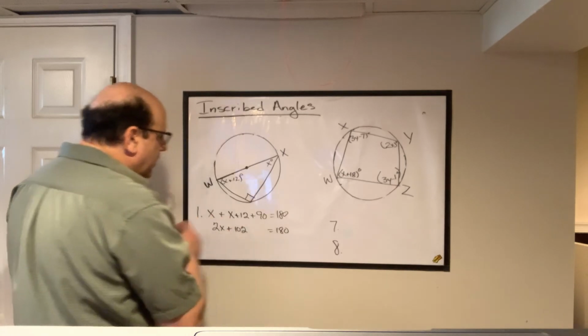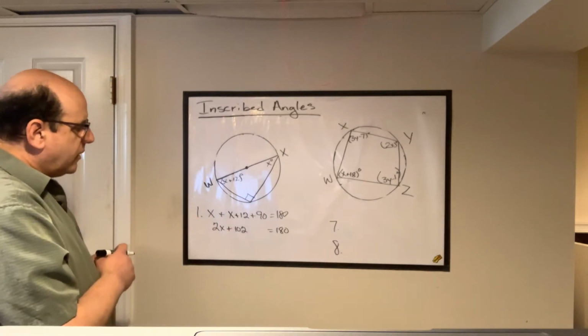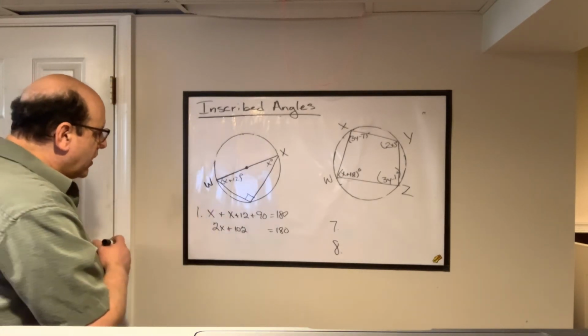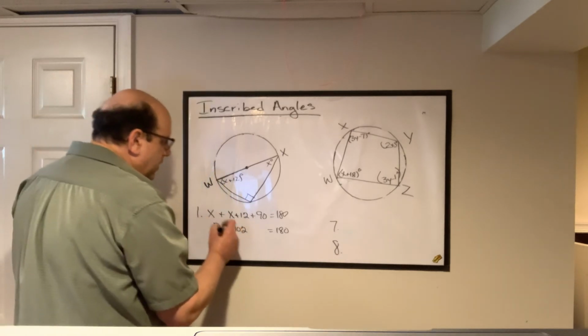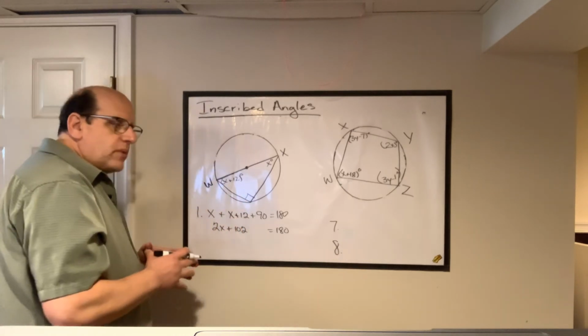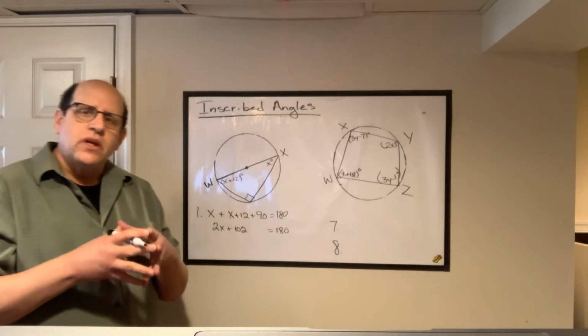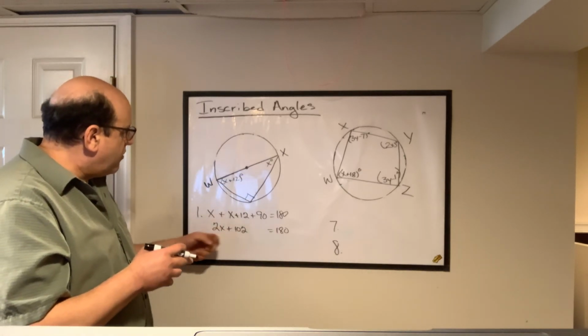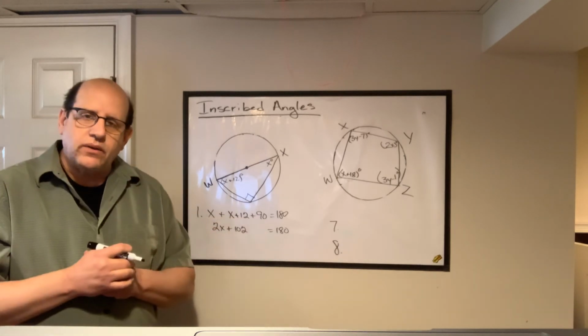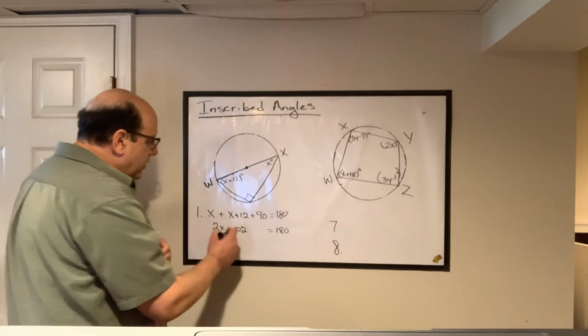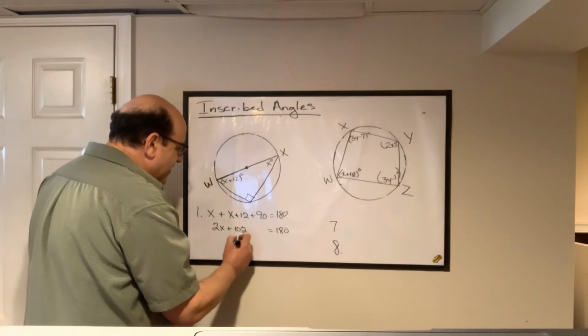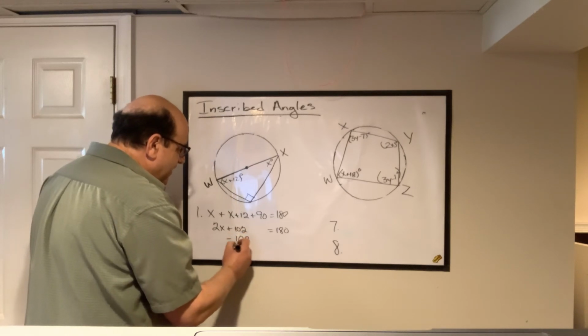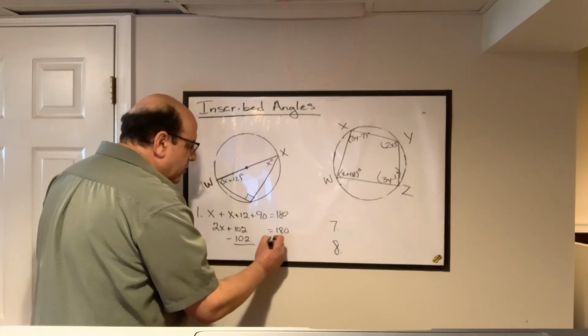I wrote it over there because I like to keep my equal signs pretty much lined up. I should have shifted that over, but I didn't. So the first step in any two-step equation is to undo what's being added to that variable value that we want to find. So we're going to undo the addition with some subtraction. We're going to subtract 102 from both sides.